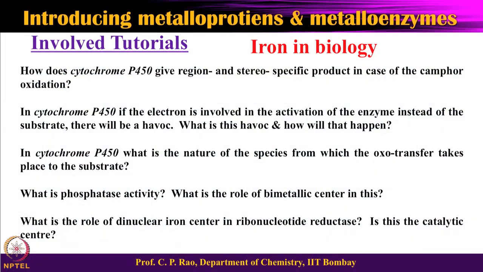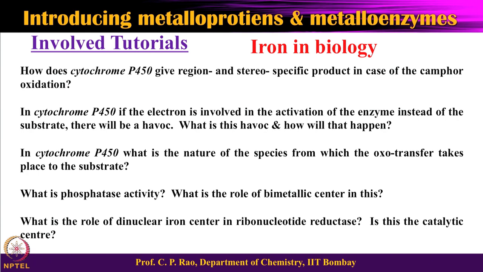In cytochrome P450, if the electron is involved in the activation of the enzyme instead of the substrate, there will be a havoc. What is this havoc? How will this happen? Okay, so let us look at the query of this one. In cytochrome P450, if the electron is involved in the activation of the enzyme instead of the substrate. So, substrate is camphor or any kind of other thing, and if that happens, then it is really going to be a dangerous part. Why is it dangerous?